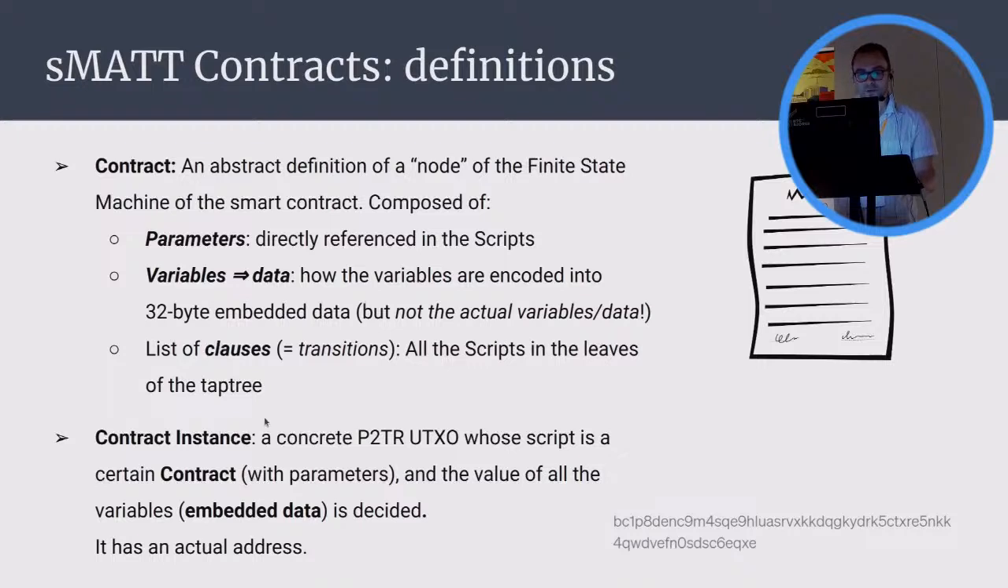And instead, what I call a contract instance is an actual concrete pay-to-taproot UTXO. So in this case, the data needs to be fully decided. This is a real UTXO on chain. It has an address, and so you can actually spend it if you're authorized.